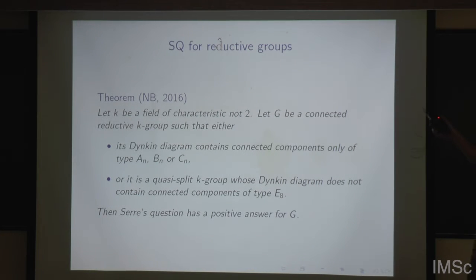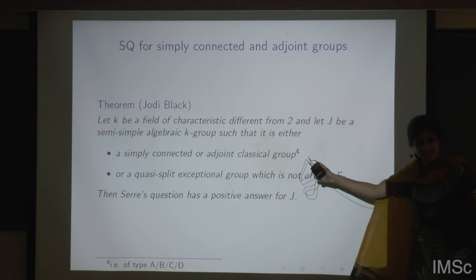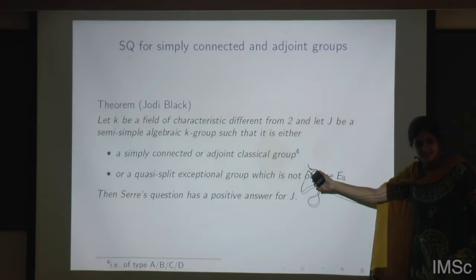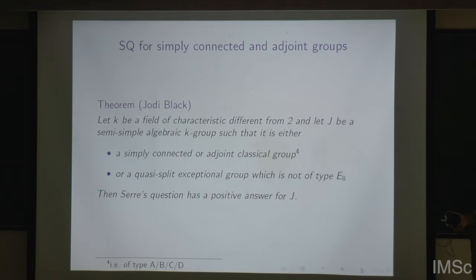I just want to point out there is a D missing, whereas Jodi covers A, B, C, and D. Okay, and in fact my proof uses her result, so I will tell you. I use her result and extend it. But there's also this funny thing about either simply connected or adjoint, the two extremes. Exactly. So she doesn't answer it.